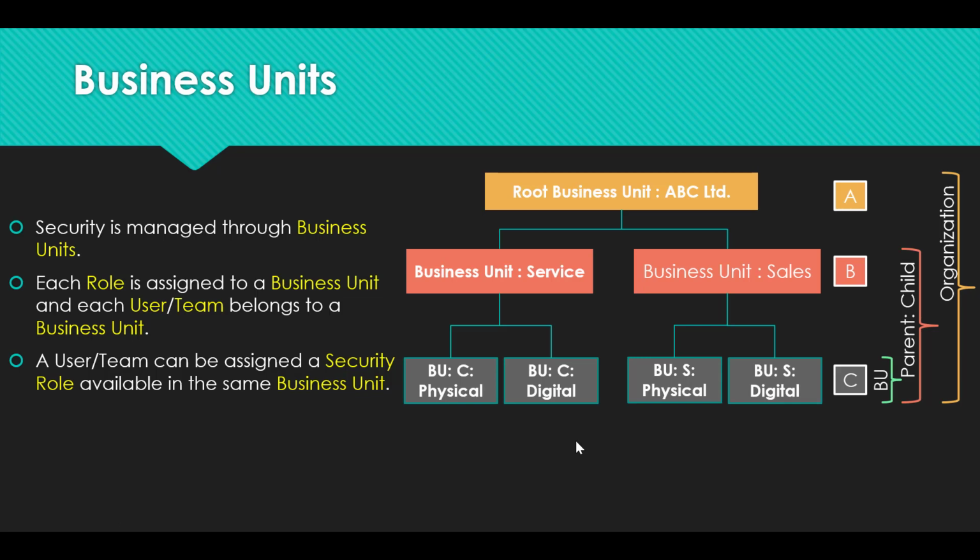All right. The user at level A, which is the organization level, means that user will be able to perform all the actions throughout the hierarchy. So for example, if you provide the user at level A the read permission at the organization level, he'll be able to read all the data at the root business unit level, at the service, at the sales, and also at the physical service, digital service, and physical sales as well as digital sales. So all the three levels, he'll be able to do that.